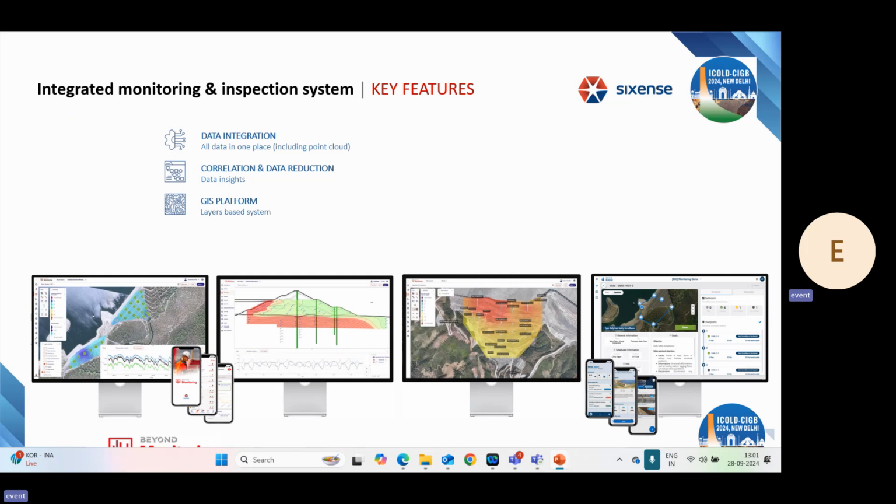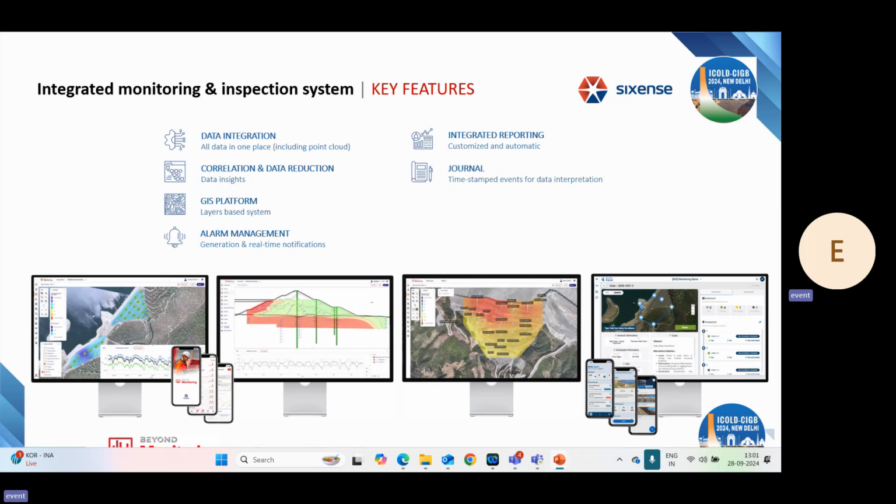A good start is to be based on a GIS layer-based platform. So using a layer-based system enables us to compute or visualize large amounts of data sets efficiently. Of course, it should include a robust alarm management system, should have integrated reporting, so you're able to disseminate that information efficiently out to all the relevant stakeholders.